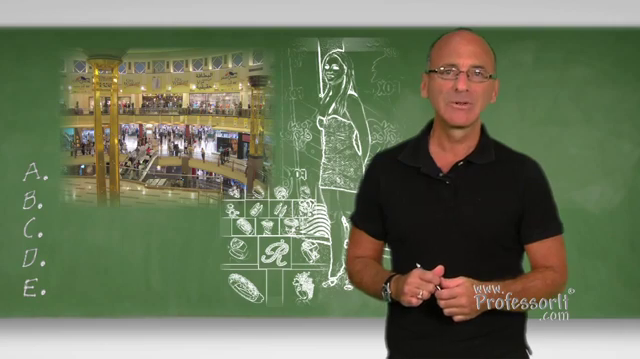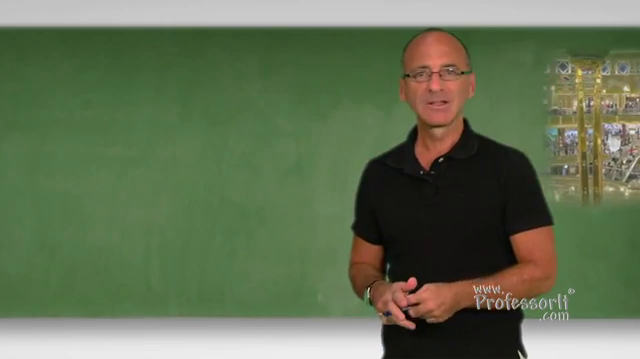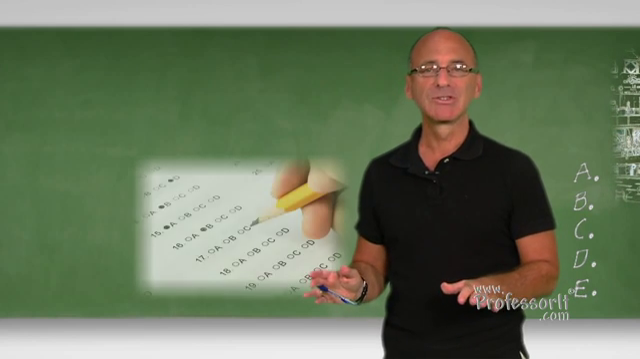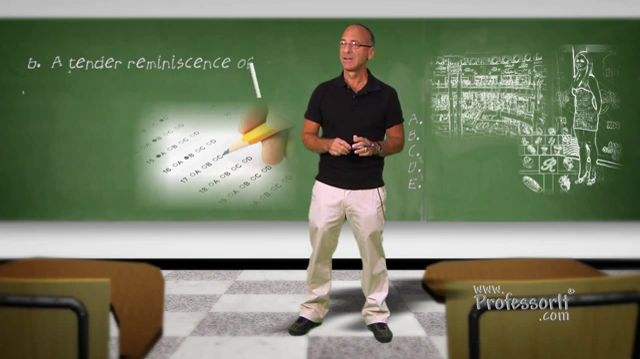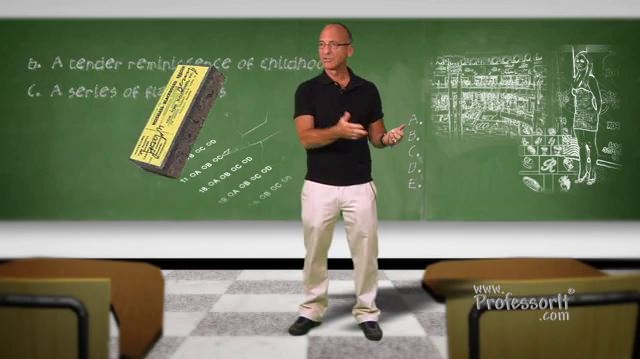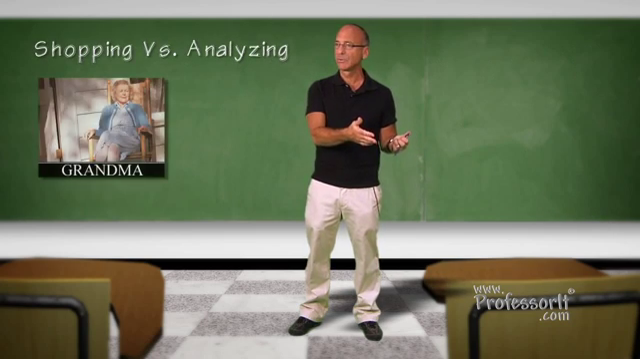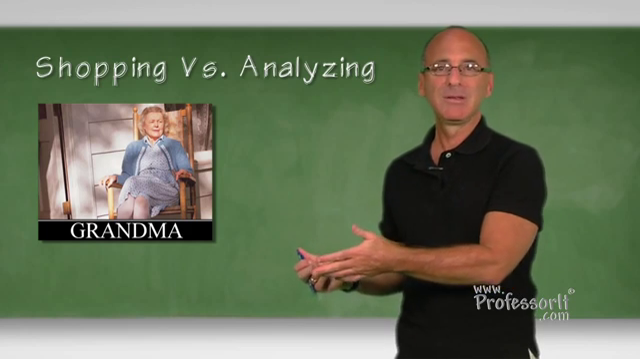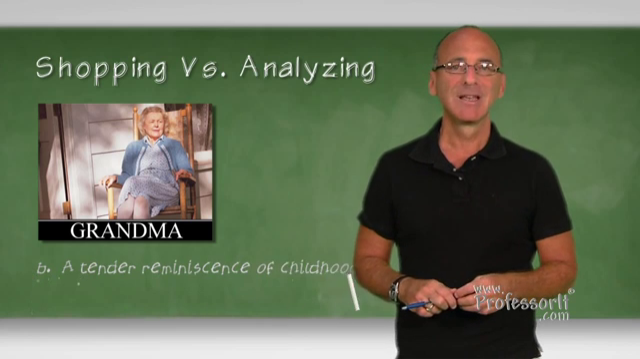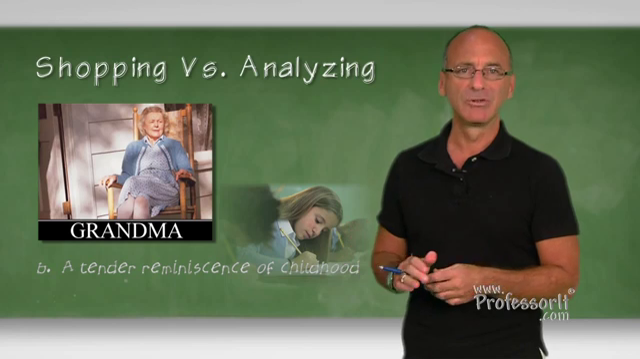Well, let's do a different kind of test now, a test about your answers. I can tell you right now, a certain number of you answered B, and another certain number of you answered C. Apart from the law of averages, how do I know that? Well, those of you who watch the theory segment on shopping versus analyzing might already know why. It's because of grandma.